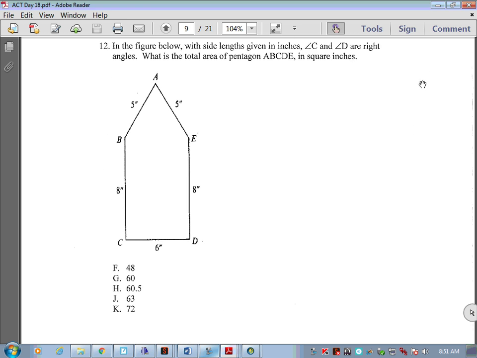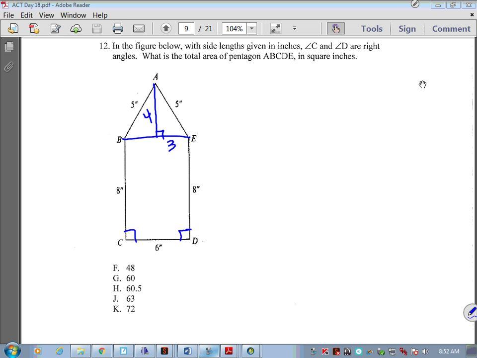12. In the figure below, we've got C and D are right angles. What's the total area of the pentagon? What I did here is I made a line across so that we could find that. We know that we're going to get this guy right here where that's a right angle. If this is 6, then this is 3, right? Which means the height of that triangle has got to be 4 because we know that we have 3-4-5 Pythagorean triples. Okay? So now I'm just adding things up.